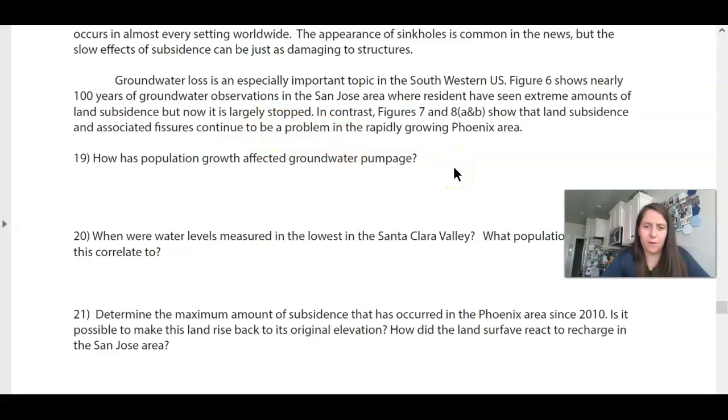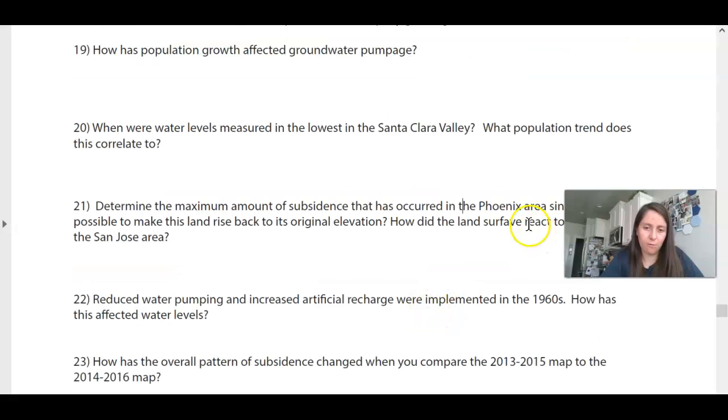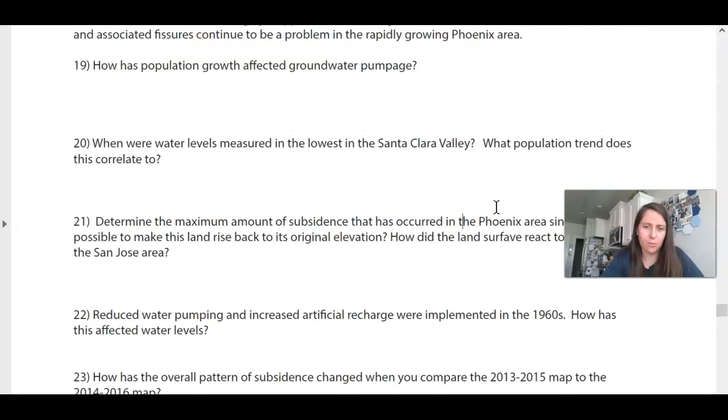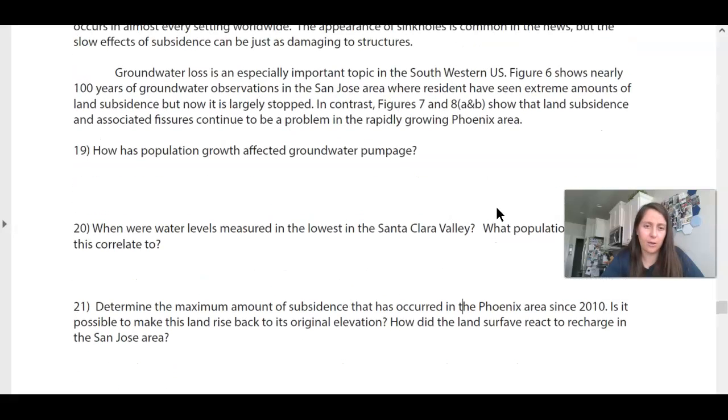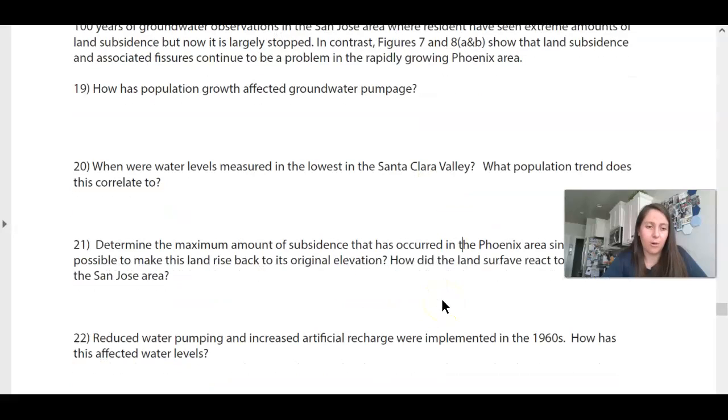So in contrast, figures 7 and 8, both A and B, show that land subsidence and associated fissures continue to be a problem in the rapidly growing Phoenix area. So unfortunately, Ander asks these questions, and sometimes he refers to which figure or which map he's referring to, but sometimes he doesn't. In the quiz, I specified which map the question was referring to, but here it's not. So I'll pinpoint it to you as we go through the questions.